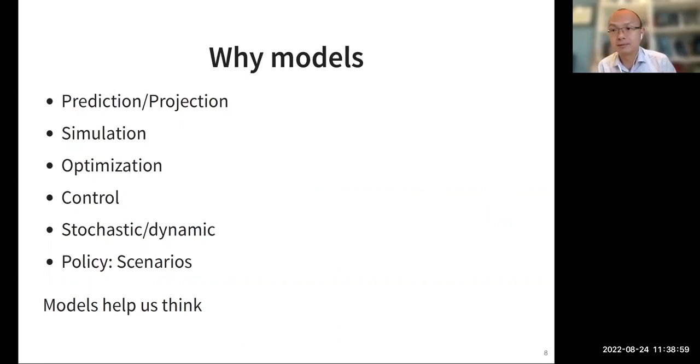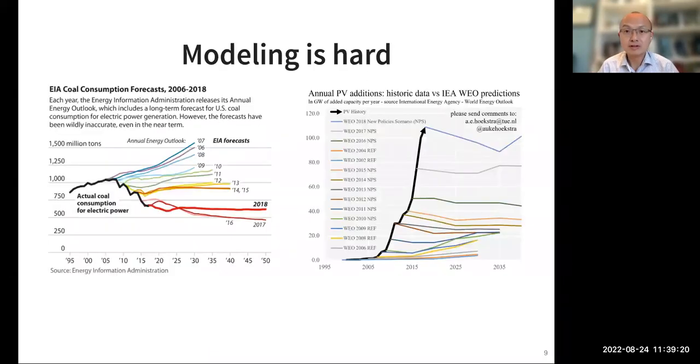Just a quick example. What if we want to achieve net zero emissions by 2050? What if we want to achieve more than that or less than that? What are the implications? So we can discuss and design different policy scenarios for those needs. Modeling is very hard, and even the top institutions do not necessarily get models right.